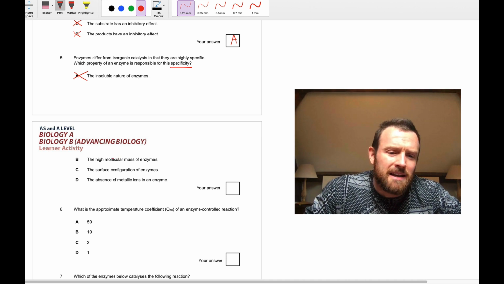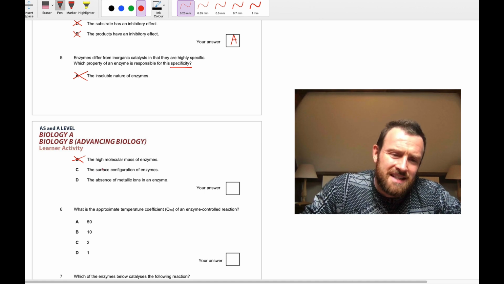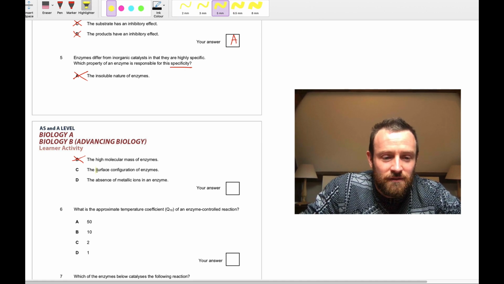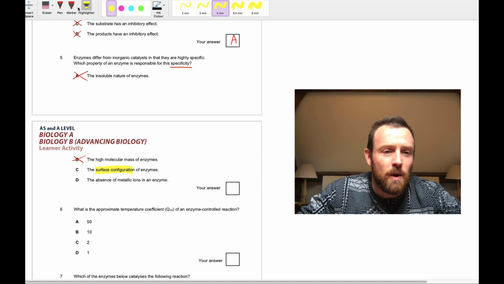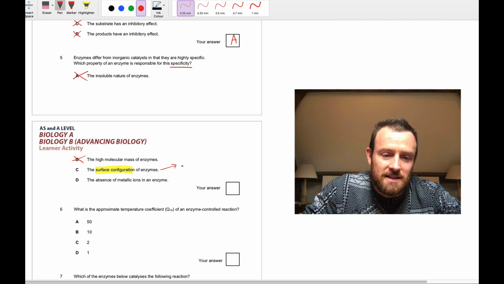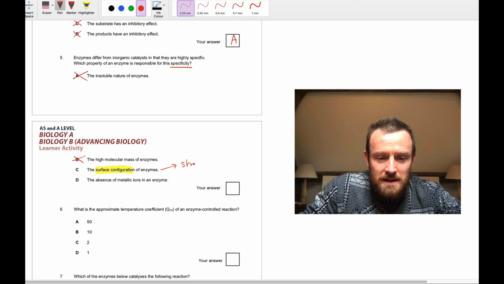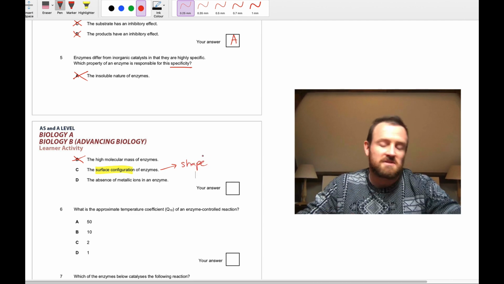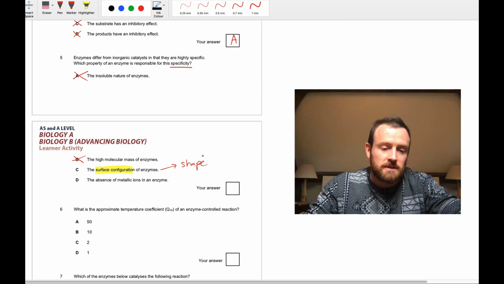B, the high molecular mass of enzymes. Well, that has nothing to do with the specificity. This is the one. Surface configuration. What a horrible way to describe the shape of an enzyme, OCR board. Yeah, the surface configuration just means shape. The shape of the surface. C.